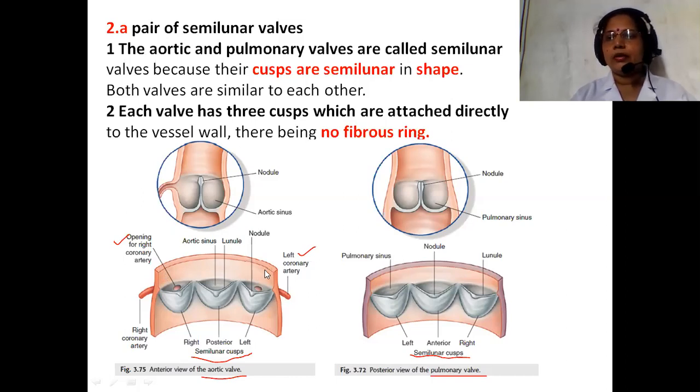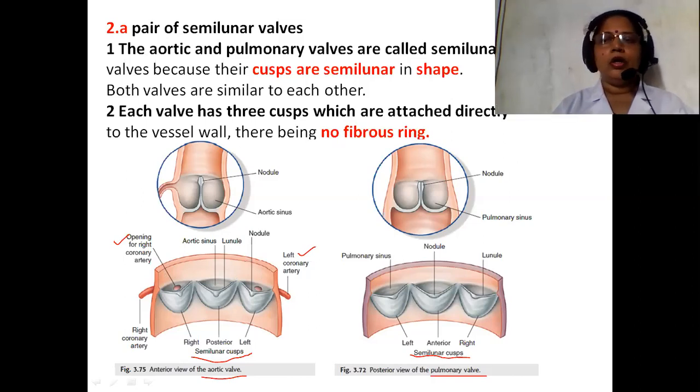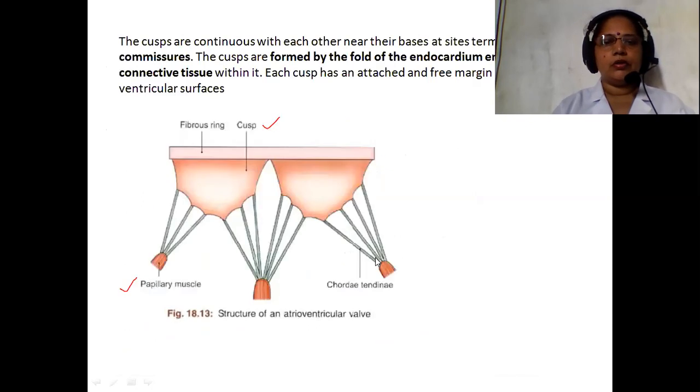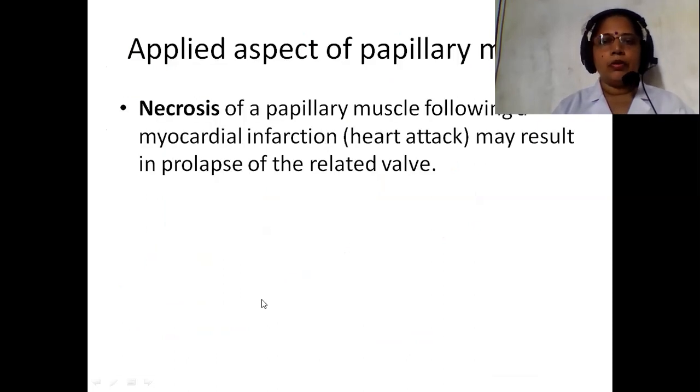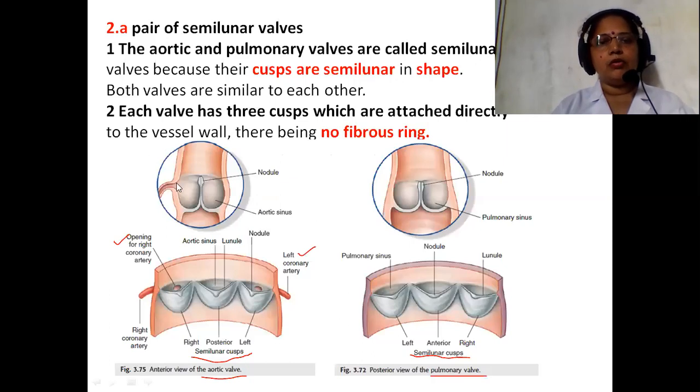And what have we seen in the atrioventricular wall? The fibrous ring is present, right? You can see the atrioventricular structure: fibrous ring, cusp, chordae tendineae, and the papillary muscles. Now here, the semilunar wall consists of three cusps. Each cusp is attached to the vessel wall, and there is no fibrous ring.